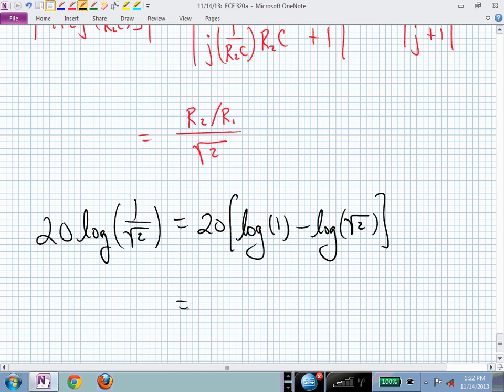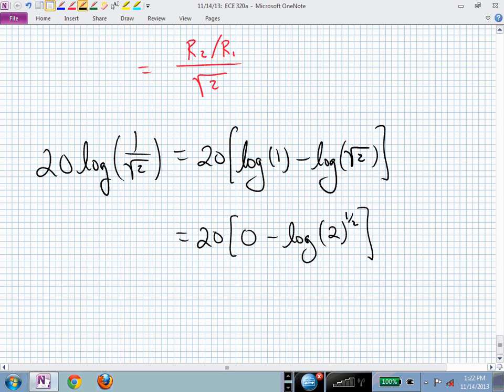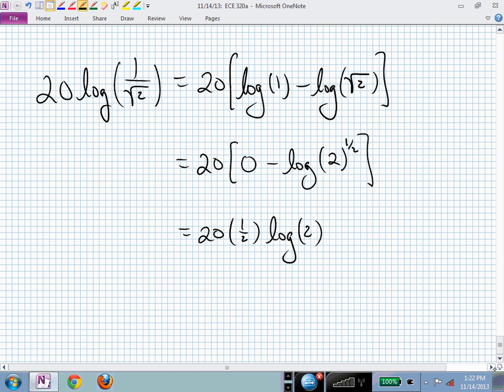But what's the log of 1? That's 0 minus the log, and 2 we can say is 2 raised to the 1/2. The reason I'm doing that is because the 1/2 can now come out front in front of our logarithm because of the properties of logs. So that I now have 20 times 1/2 log of 2. So I now have 10 times the log of 2. But what's the log of 2? You all have this memorized, correct?